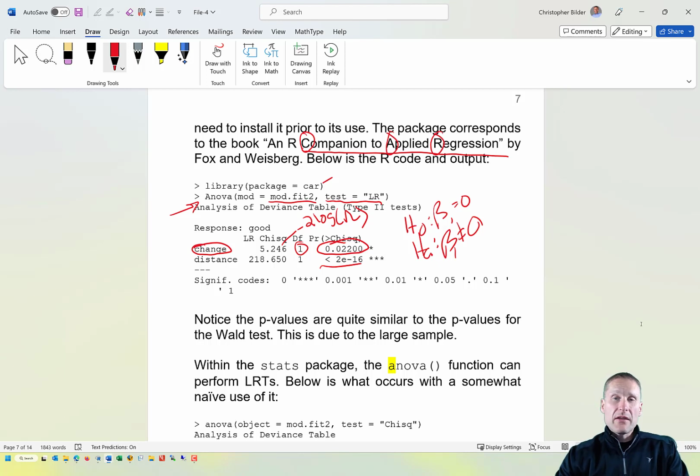Notice that these p-values are very similar to what we had for the Wald test. Why? It's because we had such a large sample size. That's why these results tend to agree.